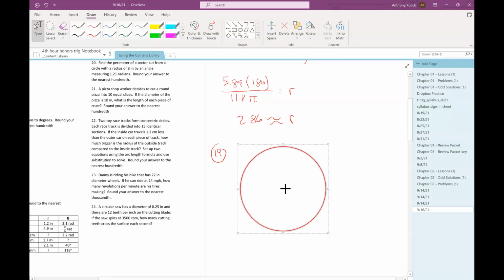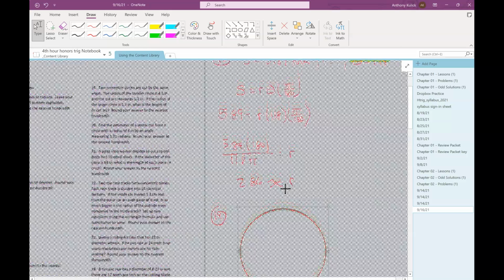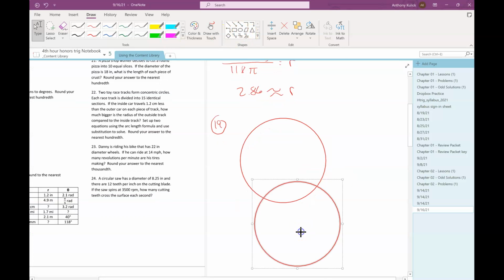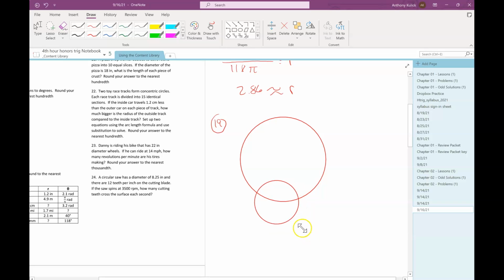So let's start with some vocab. It says 2 concentric circles. What does concentric mean? Yeah, that they share the same center. So you have something that looks like this. So far, so good? Cut by the same angle. So we'll draw an angle in here. Sound okay there with the picture?